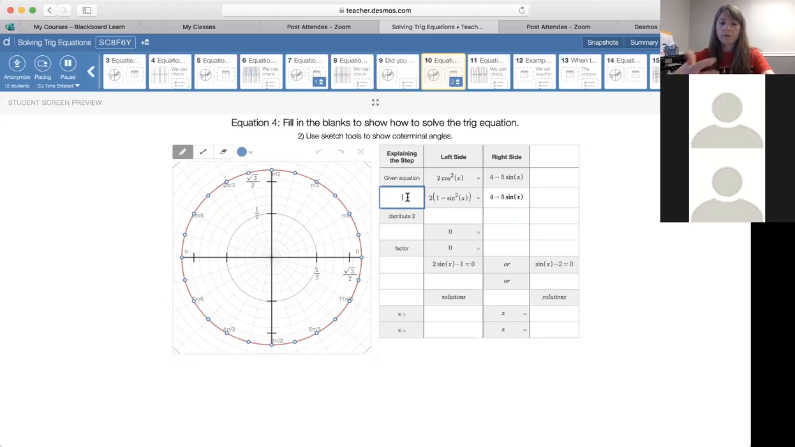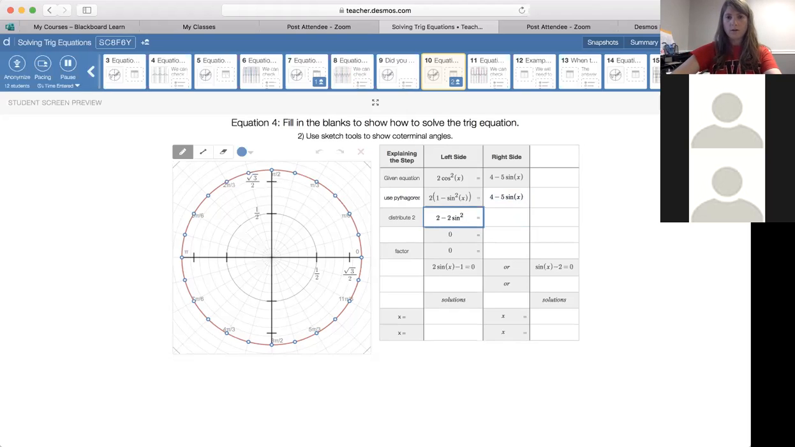Okay, and what did we do? We used the Pythagorean identity. Okay, you get the point there. And then distribute the 2. So we get 2 minus 2 sine squared of x. And then we're really not doing anything on the right side.